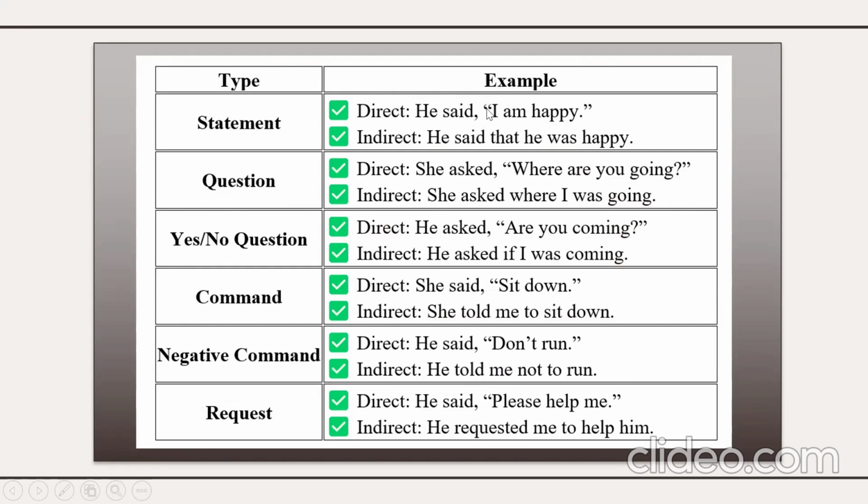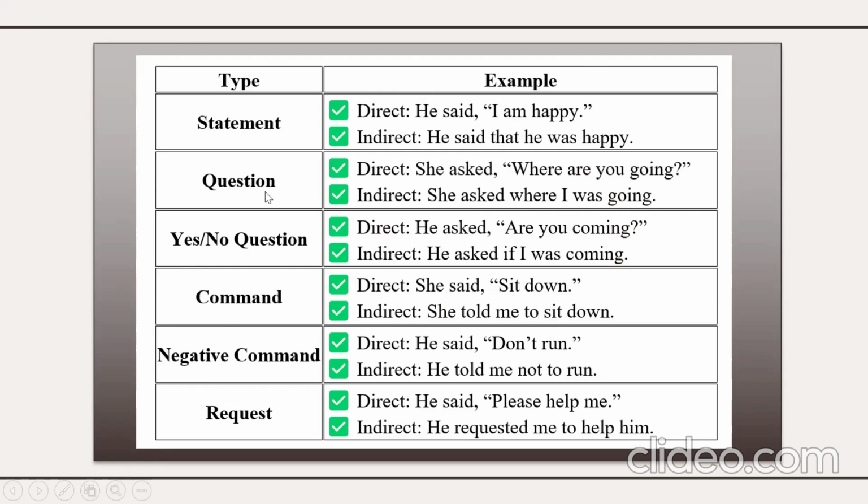We'll remove the comma and inverted commas, and we'll write the conjunction that. I will become he because of this pronoun, and am, the present tense, will become past tense because the reporting verb is in the past tense. Hence, the reported speech verb should also be in the past tense. He was happy. So it's a simple statement. Whenever there's a statement, we connect the reporting verb and the reported speech by using that.